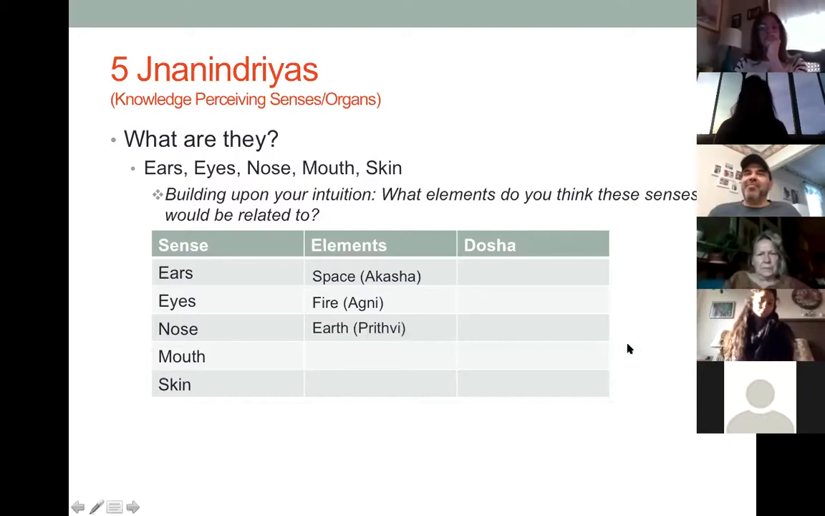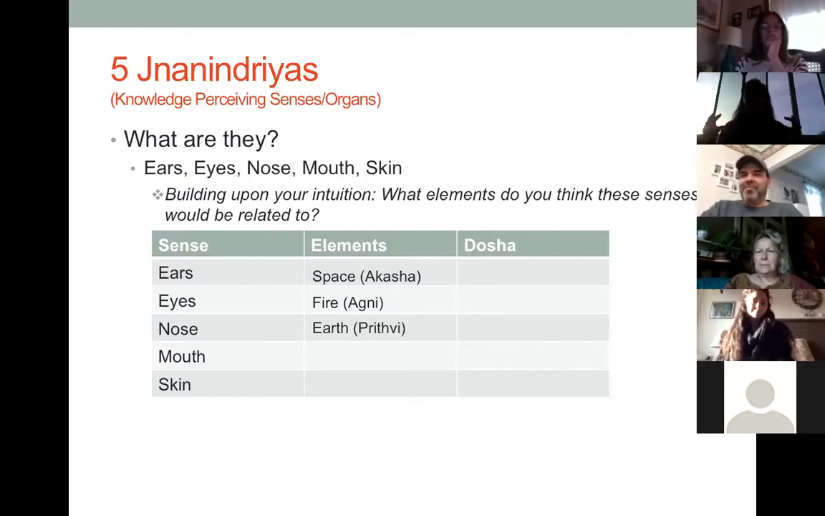Here we have nose related to earth. So that one was kind of a trick one, right? It doesn't seem as intuitive because we take in air through the nose. But actually when we're smelling scents, all the scents that we're getting are made up of earth. And I could have given you a hint, which was when we talked about a lot of sinus congestion, we talked about the earth principle and trying to balance that.